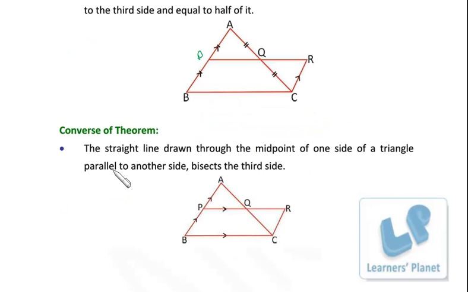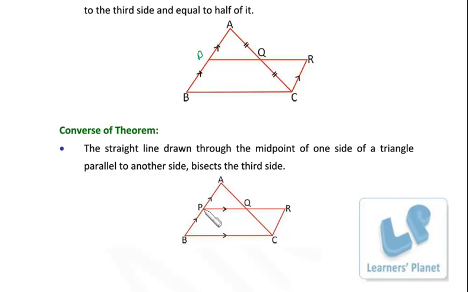Similarly, we have the converse of the theorem. The straight line drawn through the midpoint of one side of a triangle parallel to another side bisects the third side, right? Suppose from point P, that is the midpoint of AB, I draw a line that is parallel to the third side, and if it bisects, then it will bisect the third side precisely. I'll just do it once again.